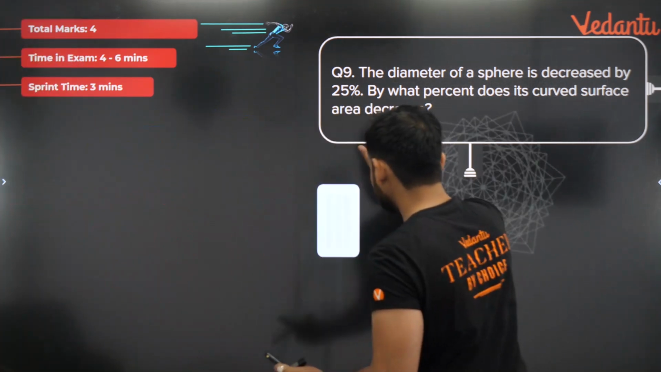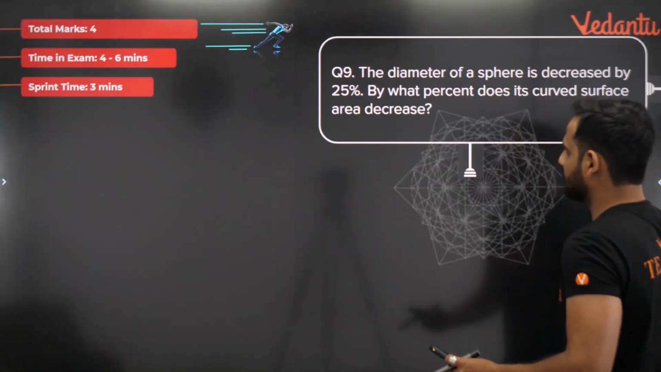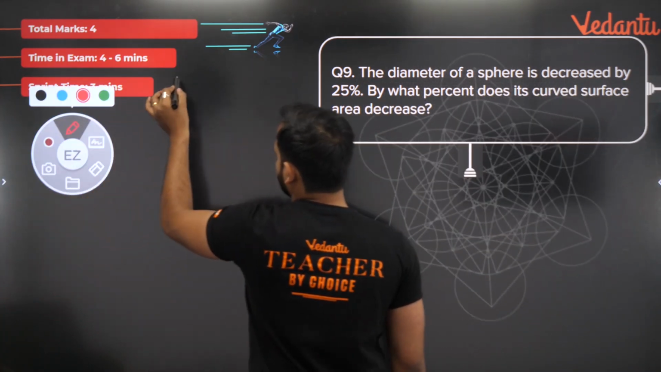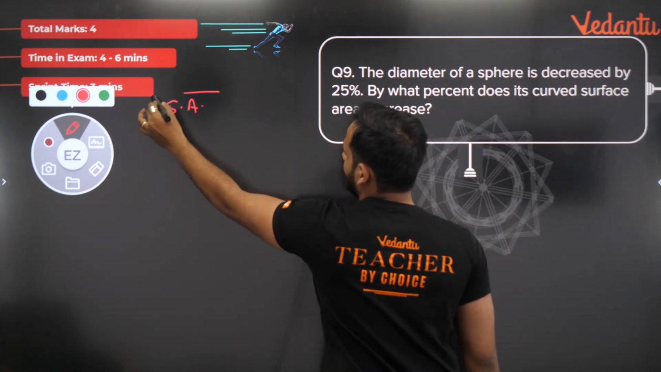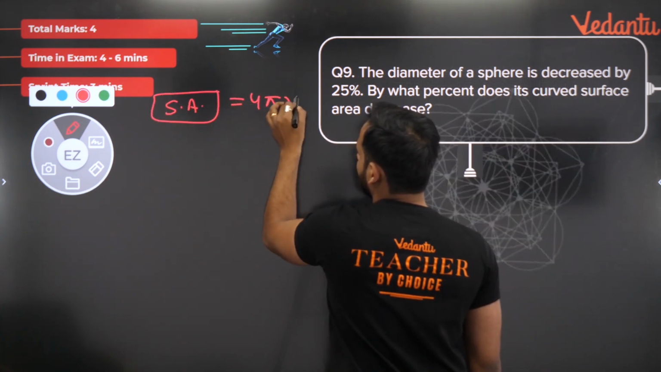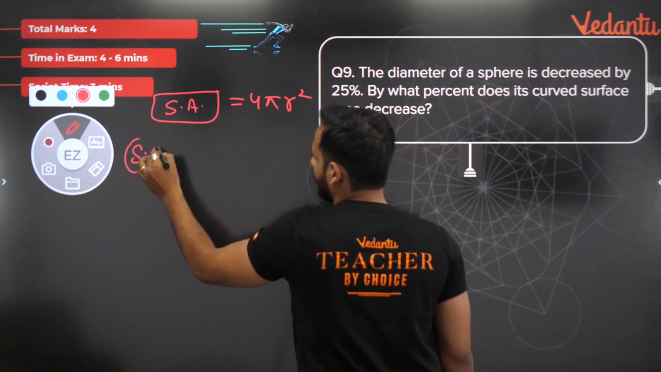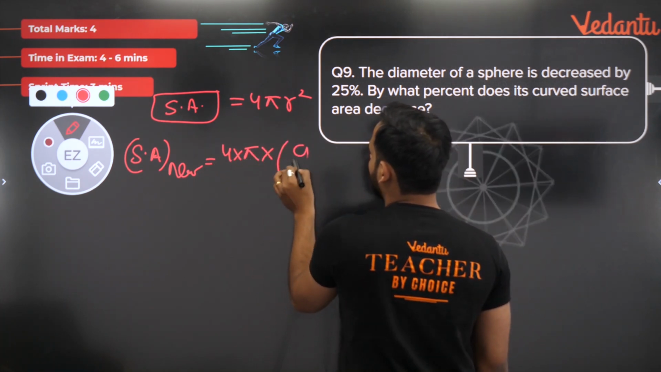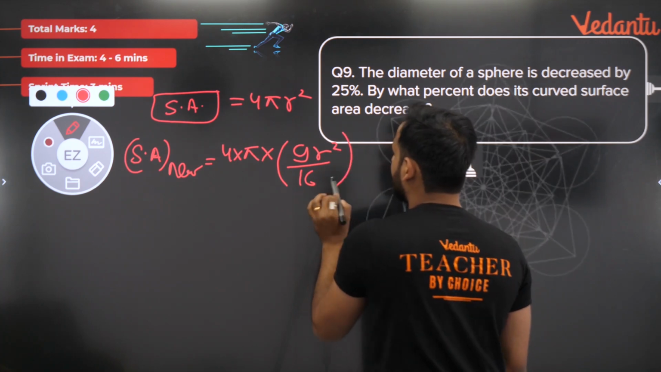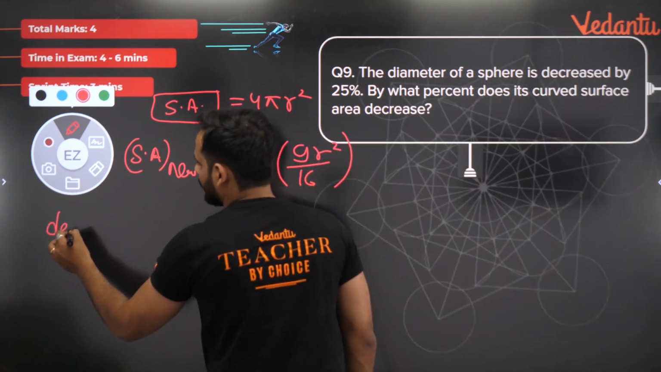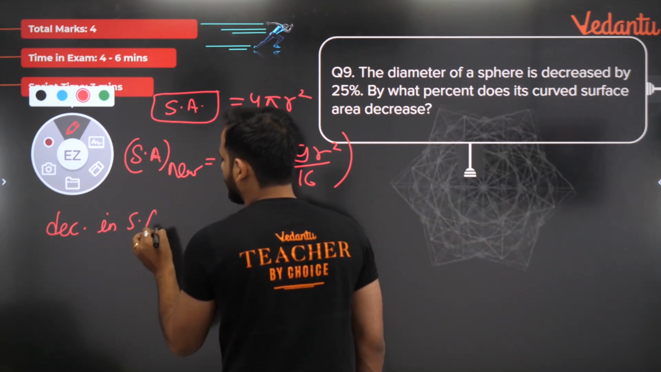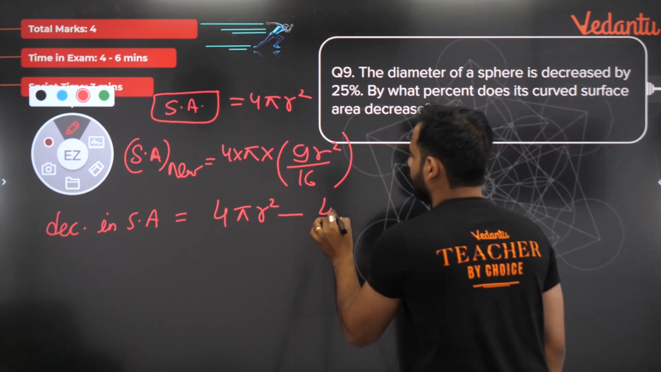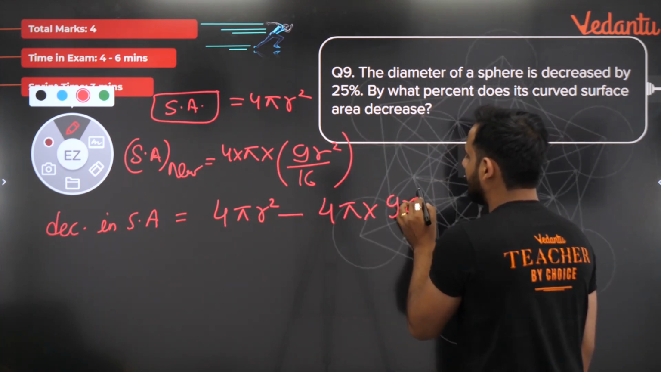Now let us see how much the surface area decreased. We have got it that the original surface area was 4 pi r square, and the new surface area is equal to 4 into pi into 9r square by 16. Let's see the decrease in surface area. So decrease in surface area will be equal to, earlier it was 4 pi r square, minus 4 pi into 9r square by 16.